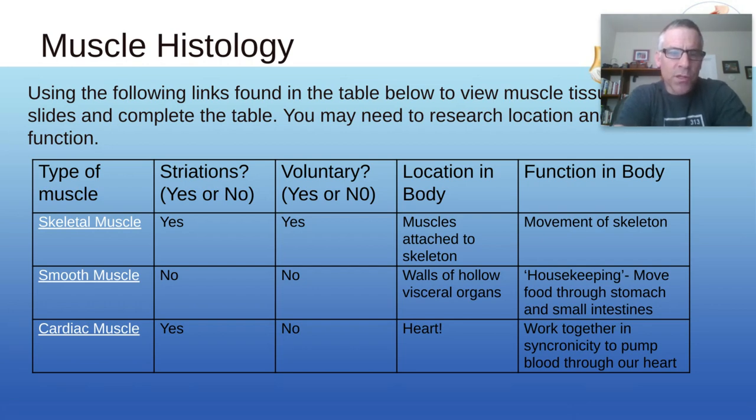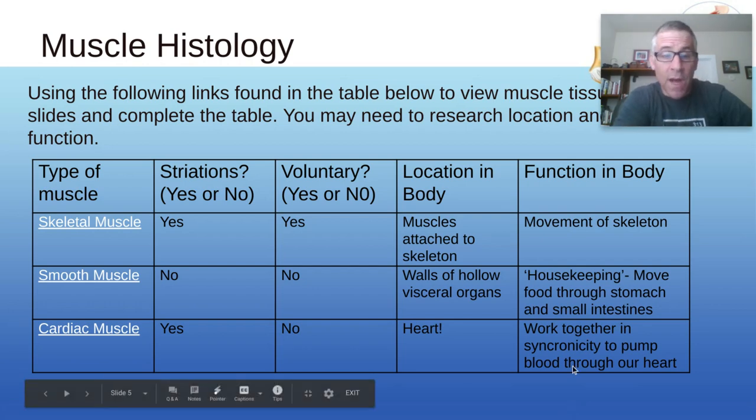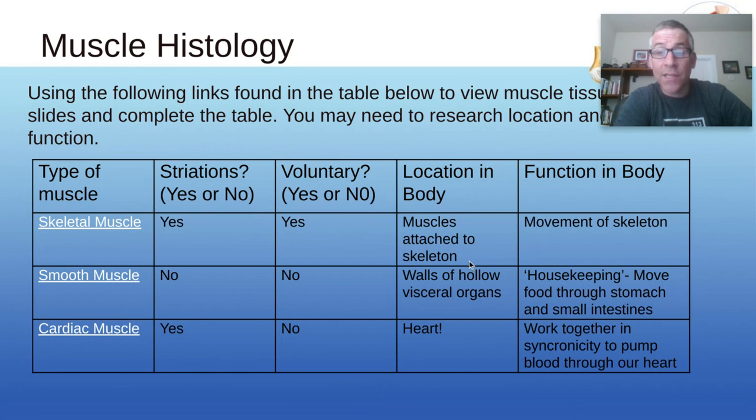Knowing which muscles are striated and which ones are voluntary is absolutely essential, and then knowing where they're located. We know that muscles that attach to our skeleton, those ones that we can voluntarily control, are our skeletal muscles. It makes sense, and that allows us to move our skeleton in all the ways that we want to move our body.